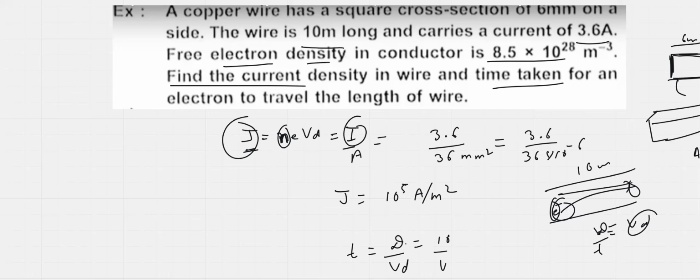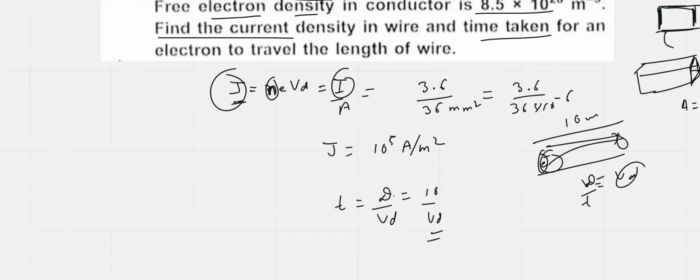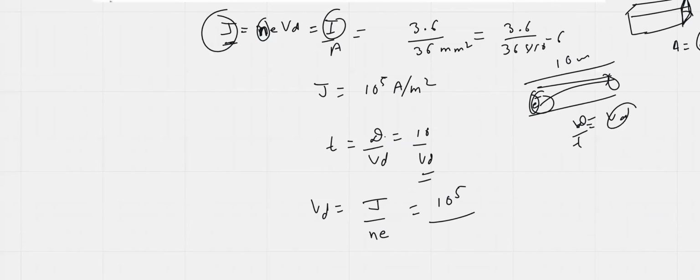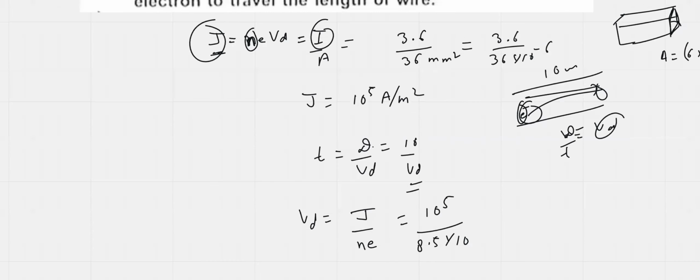What is Vd? This is drift velocity. How can I calculate drift velocity? One formula is J by Ne. If you use this, I hope you can solve it. You already know the value of J, that is 10 to the power 5, divided by N. N is given as 8.5 into 10 to the power 28, into 1.6 into 10 to the power minus 19. This can give you Vd.